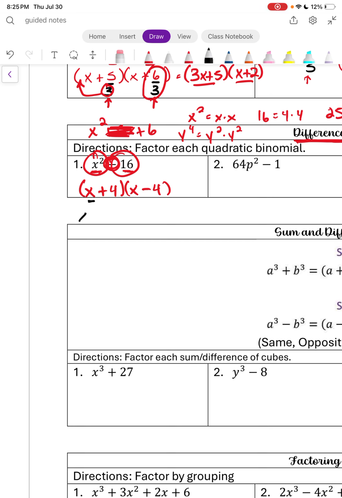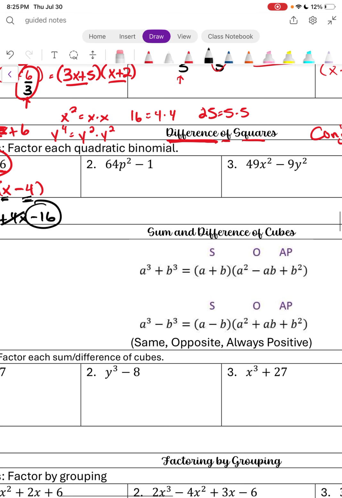X times both will be x squared minus 4x. 4 times both will be a positive 4x and a minus 16. Notice that when you multiply conjugates, the middle terms cancel. And it gives you x times x, which was x squared, 4 times 4, which gave you the minus 16. So let's try the rest of these really fast.